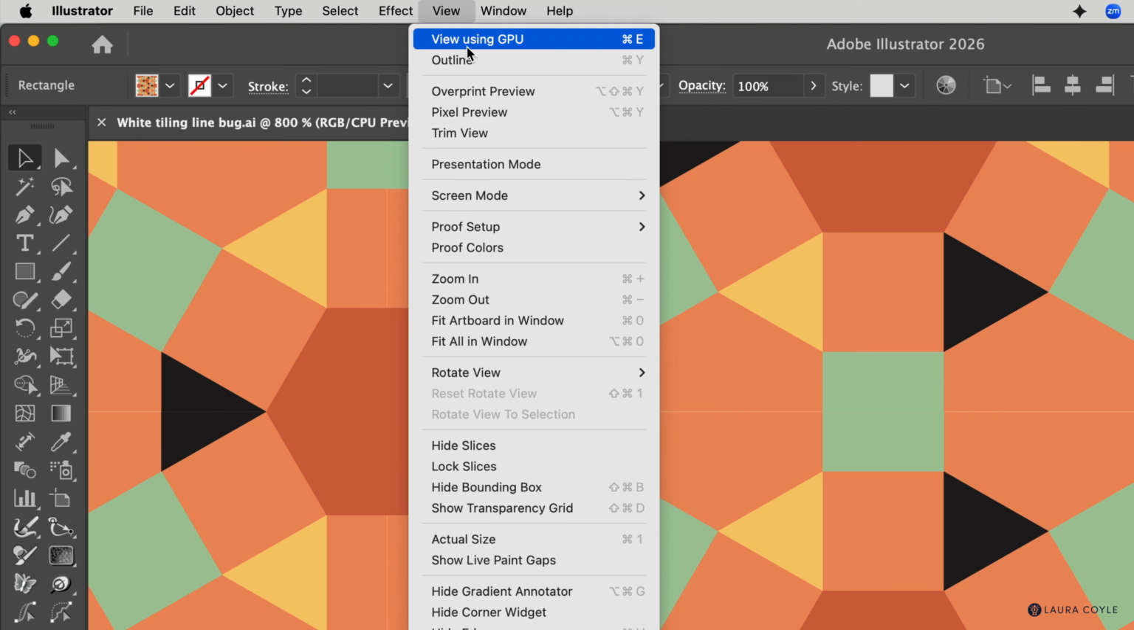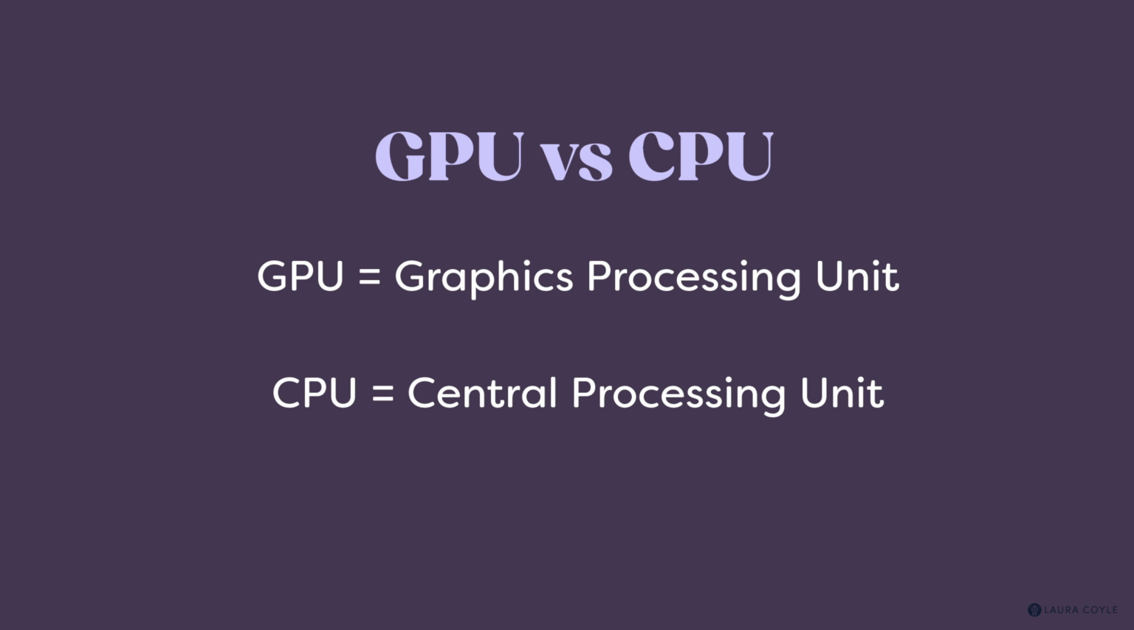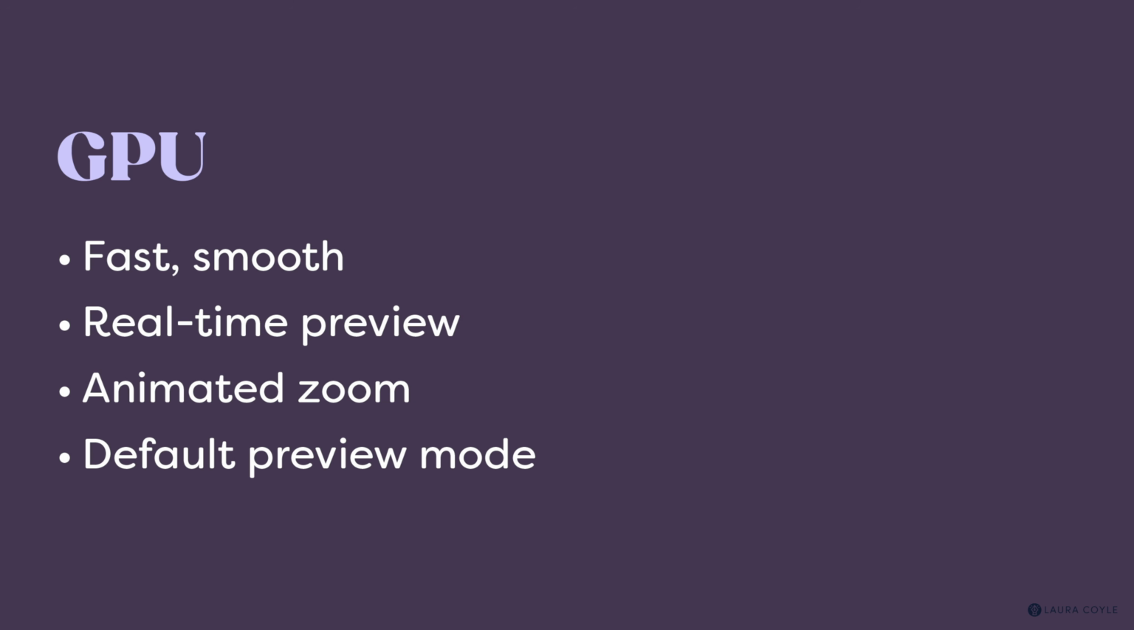And just to give you some quick information on CPU versus GPU, Illustrator can display your artwork using either the computer's processor, that's CPU, or the graphics card, that's GPU. GPU is the default in Illustrator. It gives you smooth animated zoom, and it shows real-time previews of your art as you're drawing. It just looks and feels better.